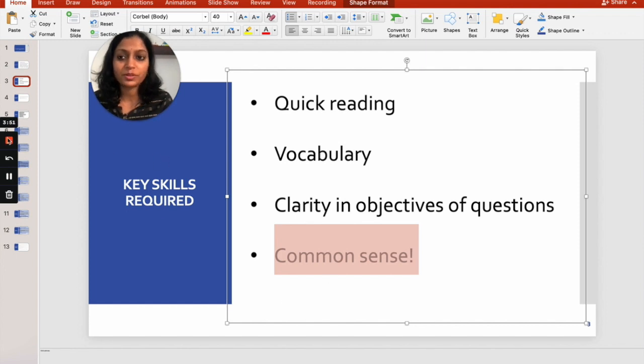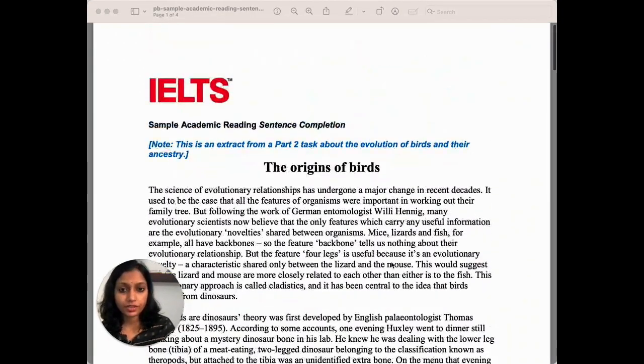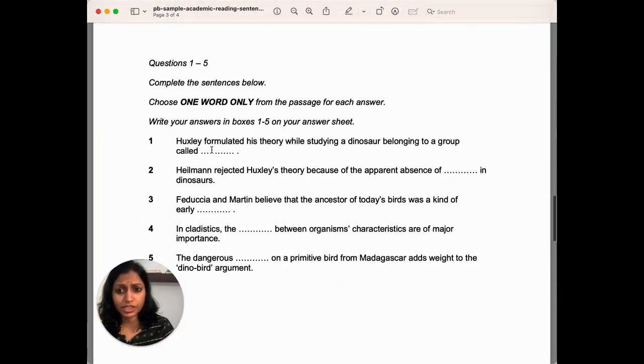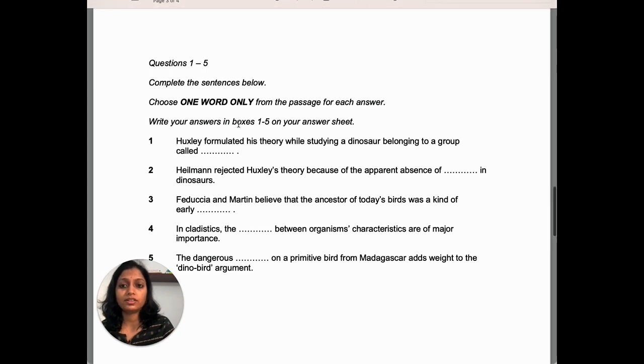Let's take a look. So we have a passage here that's called the origin of birds, and we have questions followed by the passage, which is sentence completion, mostly completing the blanks. Now, what I meant by common sense here is that when you read these sentences, you should be able to guess what the answer can be. Now, for example, when you have a blank followed by called, it's obviously going to be a noun. When you have a blank followed by absence of, again, it's going to be a noun.